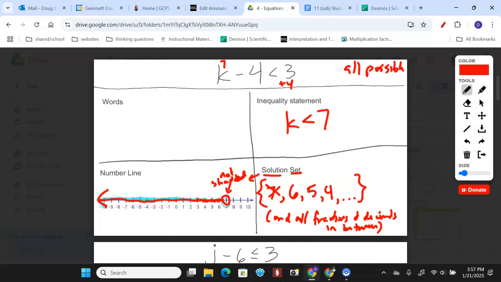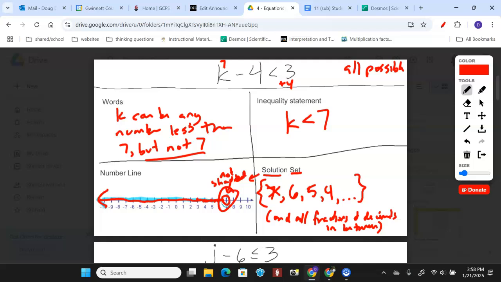The last way I can do it is in words. I've been using a bunch of words when I show you these, and the last one is you can just write a sentence that literally says that. K can be any number less than 7, but not 7. And I like to make that perfectly clear here too. So all these show the same thing: k can be any number less than 7, but not 7.